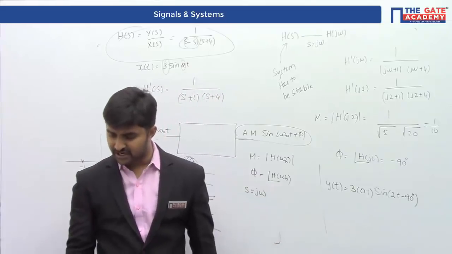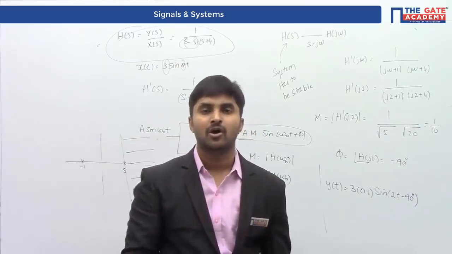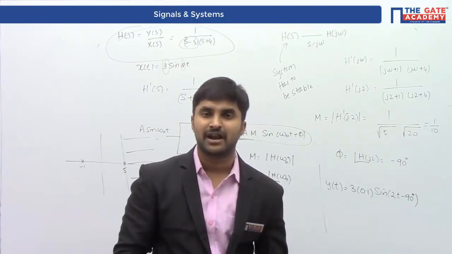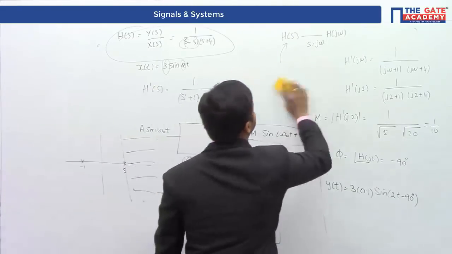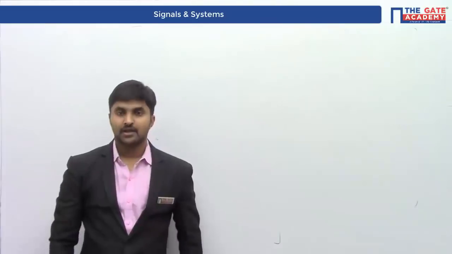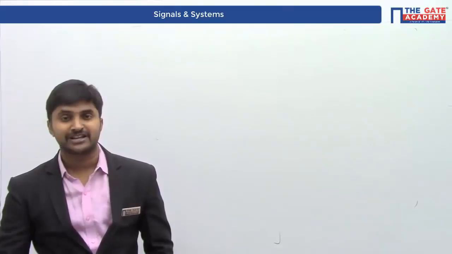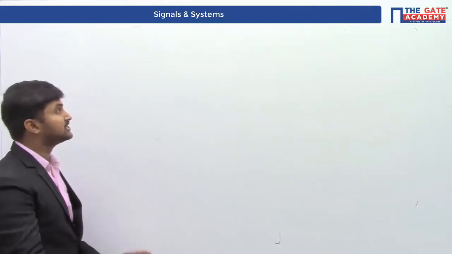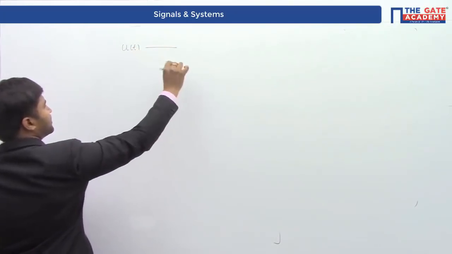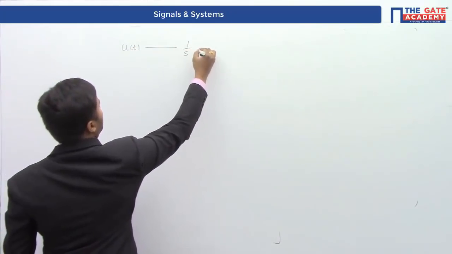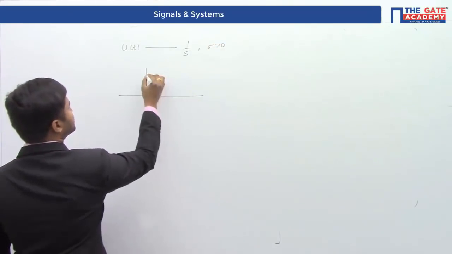The fifth part of the question is that the ROC of the non-causal signal is always both-sided in nature. This is also completely wrong. Whether this particular statement is correct or not, see, I will counter this particular point. Can you please tell me what is the ROC for u of t? The Laplace transform is 1 by s and the ROC is sigma greater than 0. So you are talking about the signal which is causal in nature.